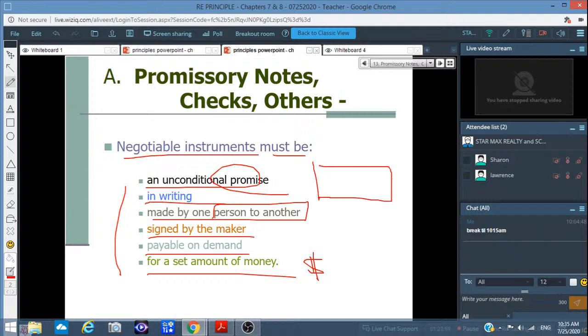So let's look at a check. It's an unconditional promise. You go to any bank, you can cash it, or go to the issuing bank, they can cash it. 你去出支票这个银行，他就给你钱了。So it's in writing. 有写下来的。Made by one person to another, so you pay who, and then signed by who? Signed by the maker. 还有签个字。And payable on demand, 你去银行他就付你钱了, for a set amount of money, 有数额在上面。所以支票本身是 negotiable instrument. So a check is a negotiable instrument.